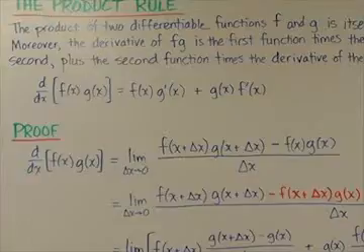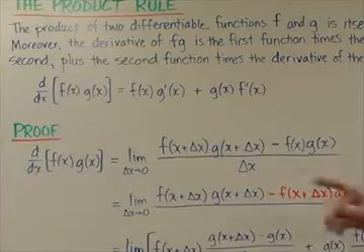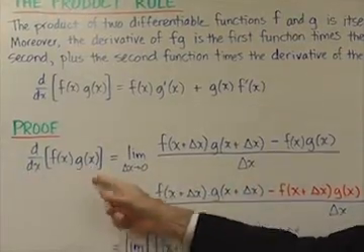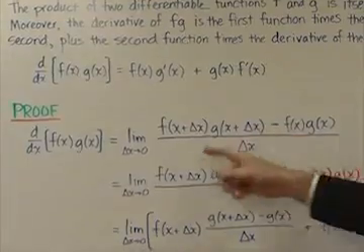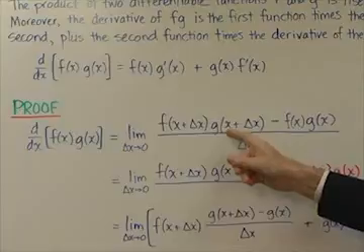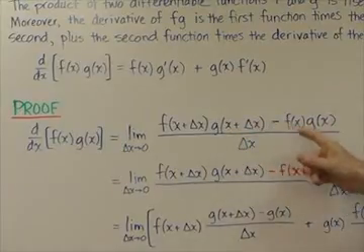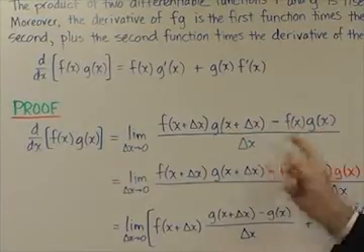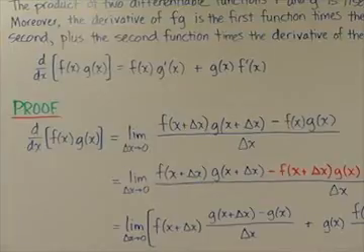Well, we'll go back to the definition of derivative. The derivative of f of x times g of x is, by definition, the limit as delta x goes to 0 of f of x plus delta x times g of x plus delta x minus f of x times g of x, all divided by delta x.